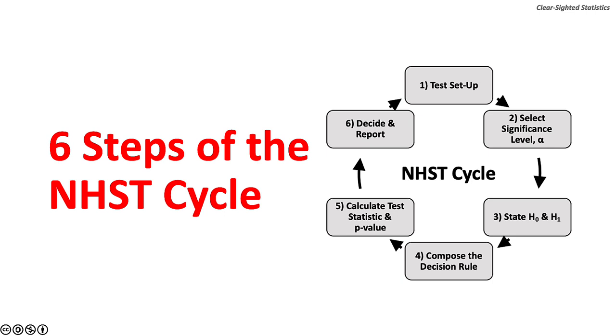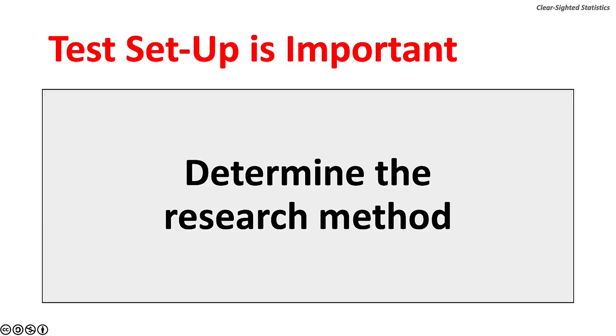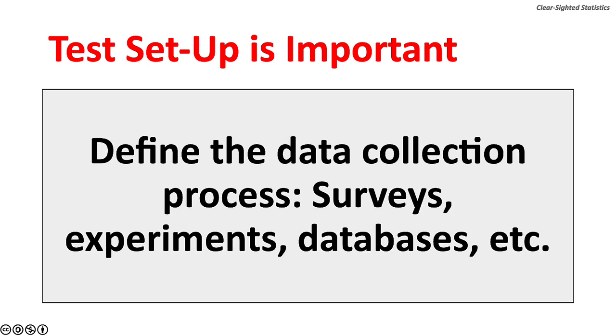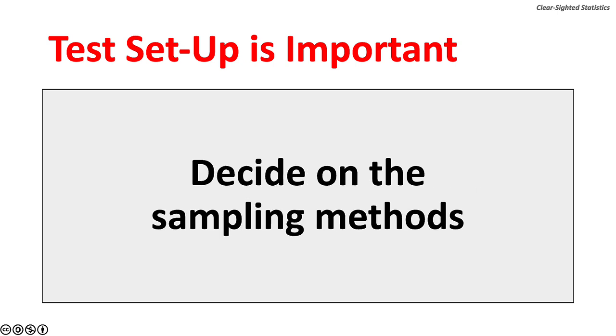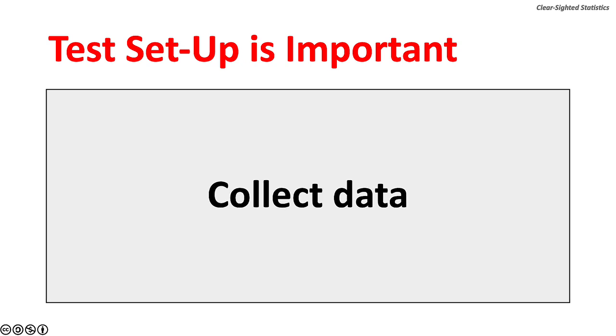There are 6 steps in the null hypothesis significance test cycle. Step 1 is test setup. In this step, the research method is determined, as are the operational definitions. Operational definitions define how variables will be measured. The data collection process (surveys, experiments, databases, etc.) is determined, and sampling methods will be decided. An a priori statistical power calculation will be conducted to determine the size of the sample. Then the data are collected.